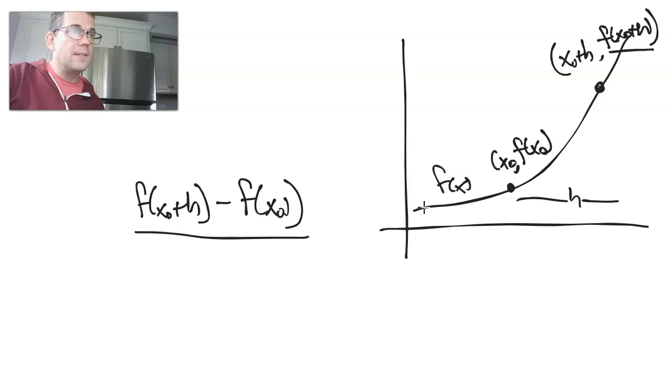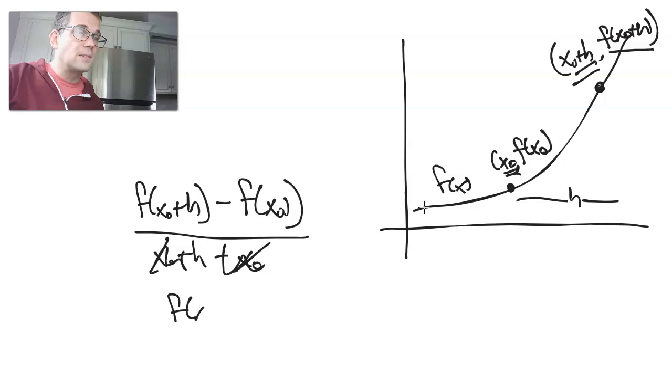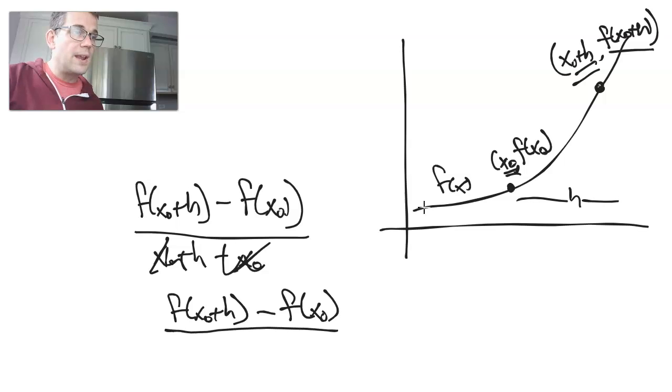divided by this x value minus this x value. So x sub 0 plus h minus x sub 0. Now you'll notice something. You'll notice that these guys cross off. They totally go away. So what we end up with is f of x sub 0 plus a little bit minus f of x sub 0 all over h.